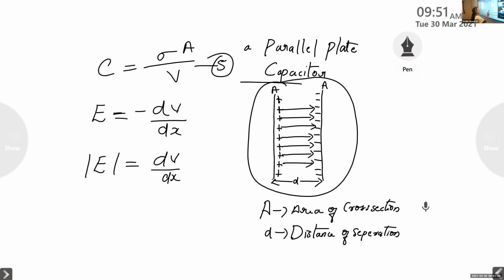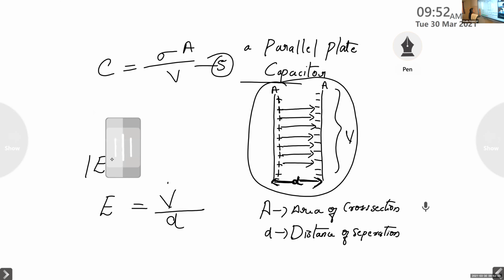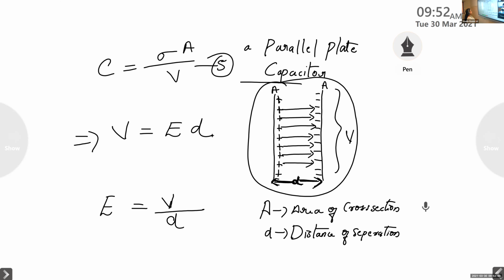Here we consider the conductor as a whole, the potential of this capacitor is capital V, and the distance of separation between them is D. So instead of dV, we consider the potential of the entire capacitor, and dx is the distance, which we take as D. So E is equal to V by D. From this equation, we can form an equation for the potential V: E is equal to V by D, which implies V is equal to ED.